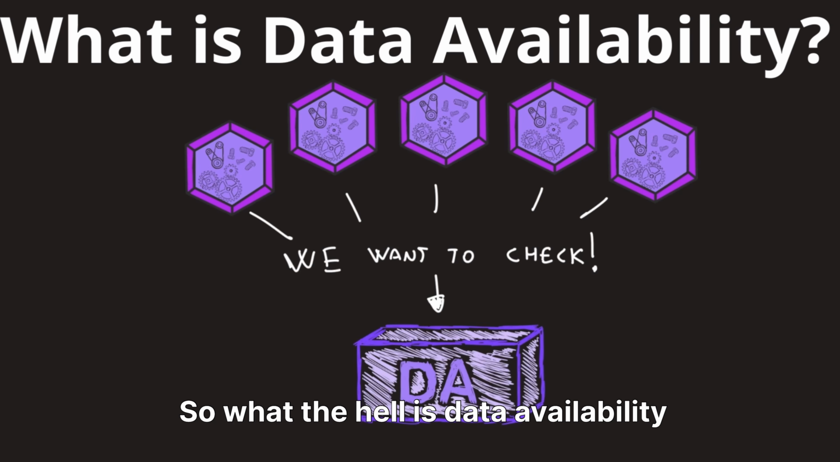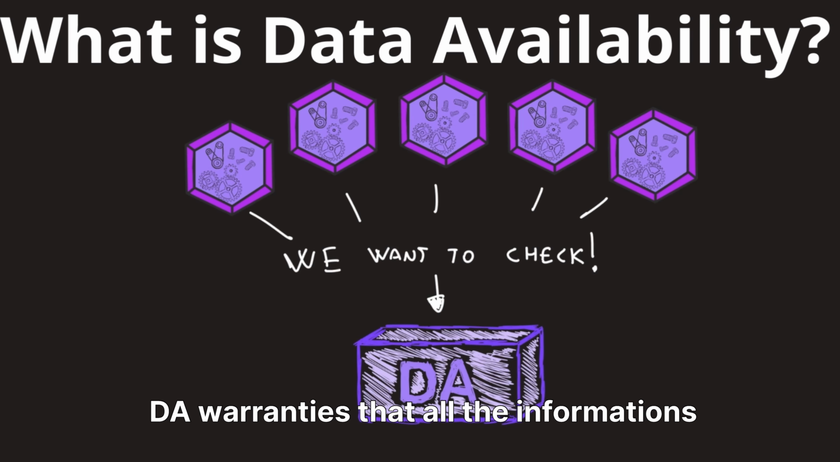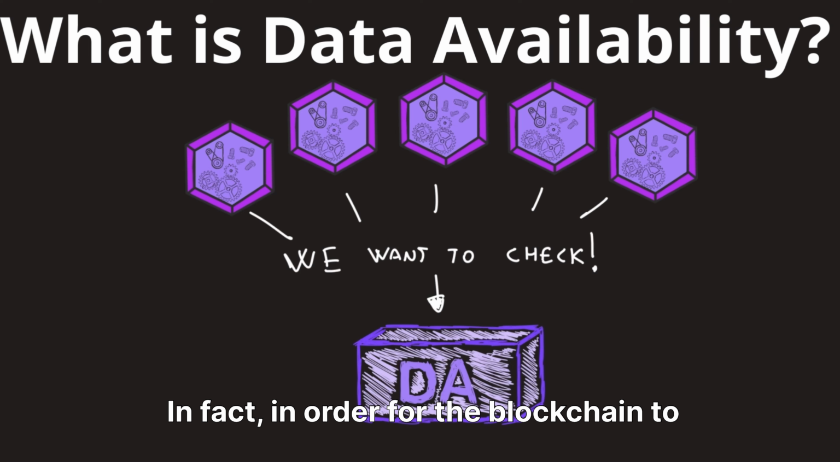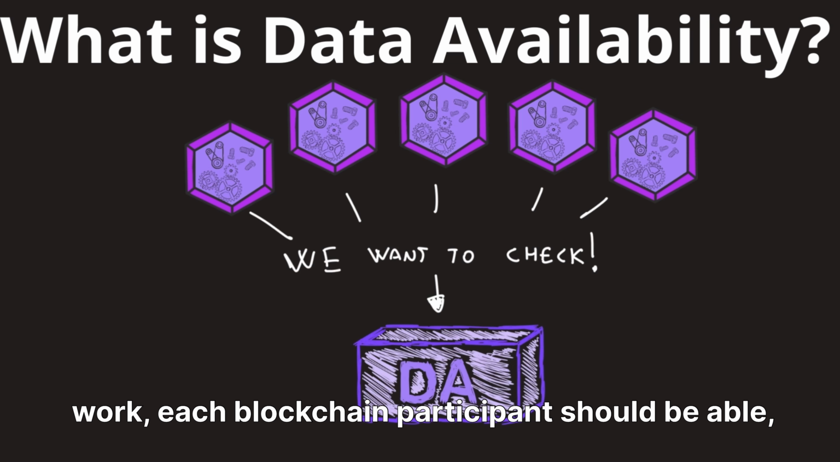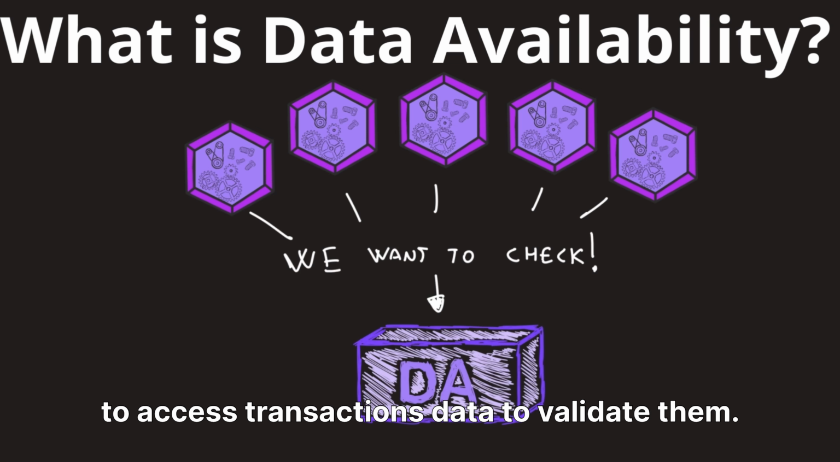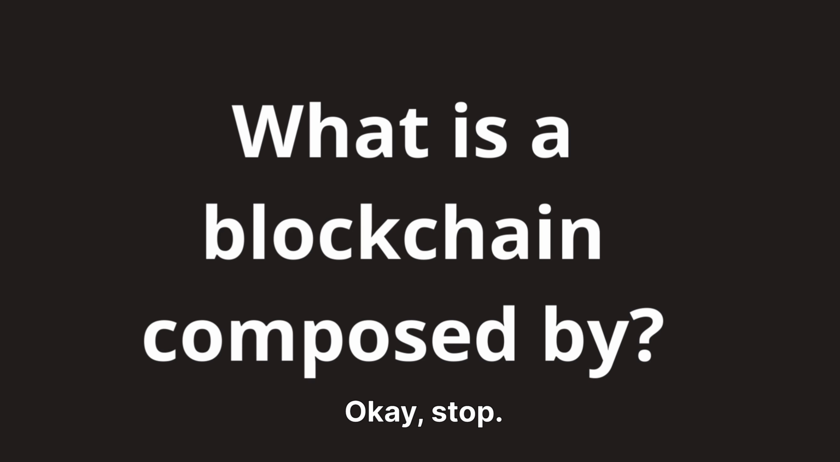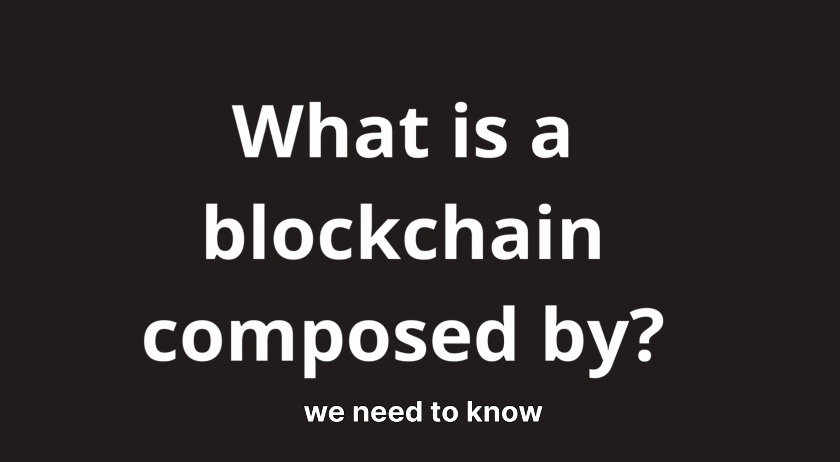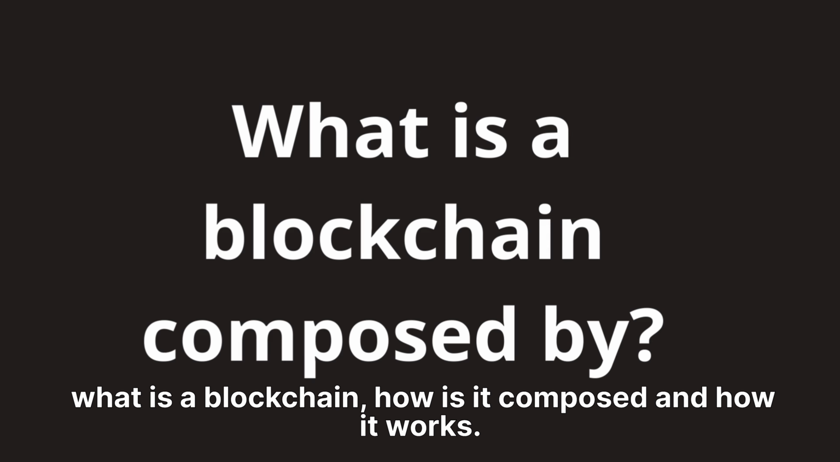So what the hell is data availability, or DA, in public blockchains? DA guarantees that all the information needed to validate the transactions is easily accessible. In fact, in order for the blockchain to work, each blockchain participant should be able at any moment to access transaction data to validate them. Okay, stop. To understand what DA is in blockchains and why it exists, we need to know what a blockchain is, how it is composed, and how it works.